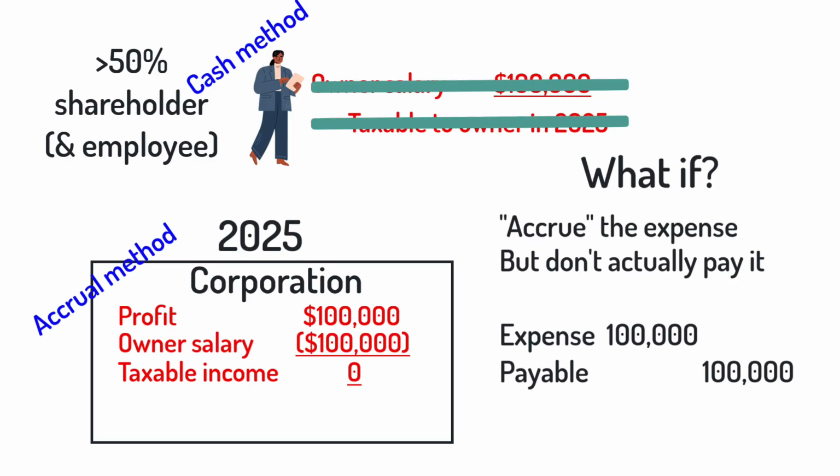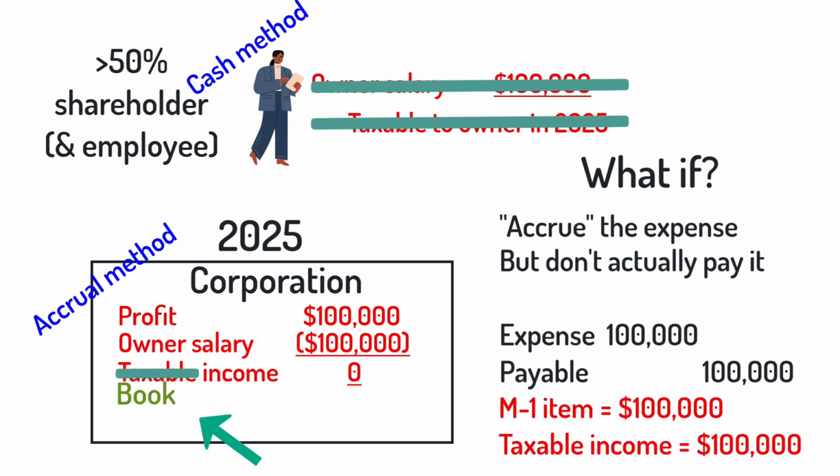So in our example, the corporation would not be allowed to take the $100,000 deduction until it paid the shareholder and the shareholder recognized the $100,000 as income. We now have an M1 item of $100,000 and the corporation's taxable income remains at $100,000, at least until the shareholder pays tax on the $100,000 of compensation.